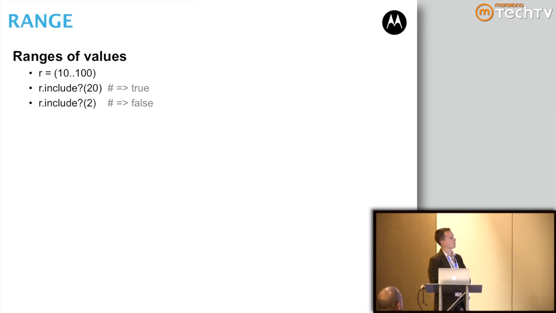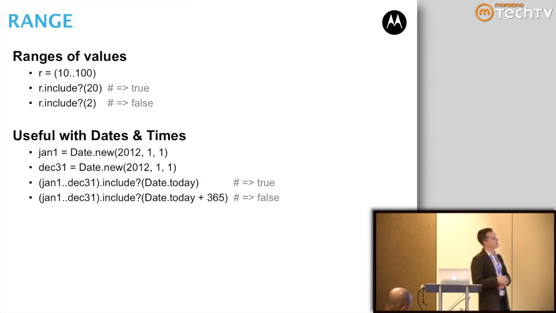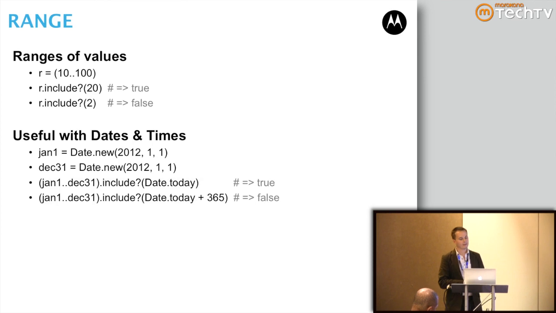each end very quickly. And you can ask if it includes a number, if it overlaps another range. It's nothing you couldn't do in a handful of lines of code, but it's a very fun data type. What I really like is using it with things like times. So if I had a date for January 1, a date for December 31, I can then see if today is inside that range, or some value from the user.